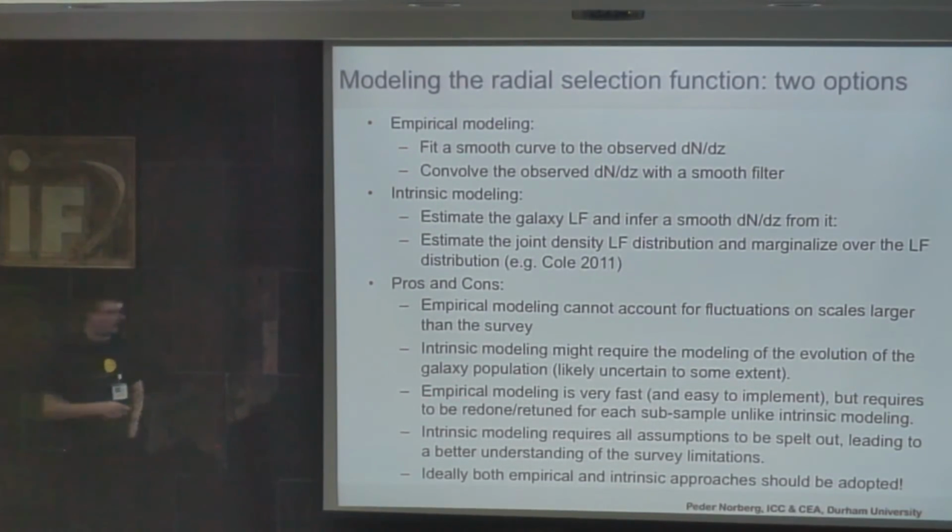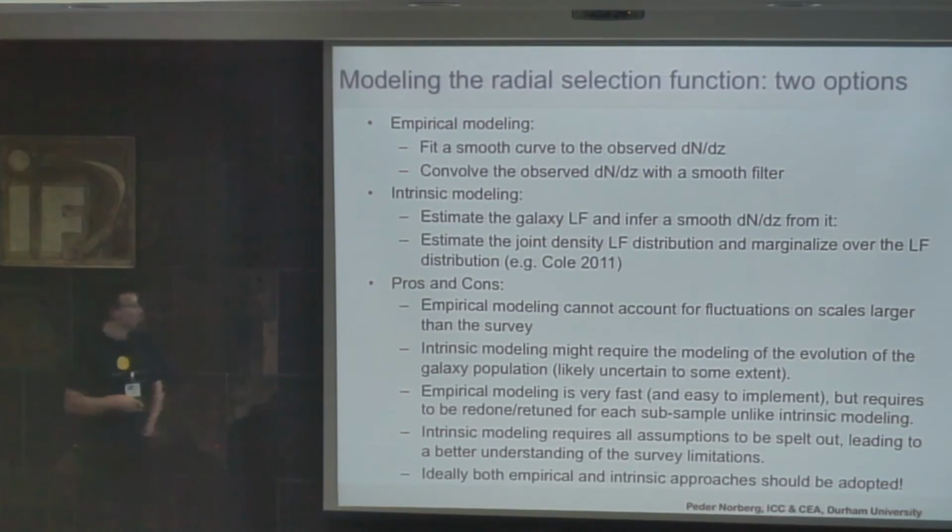The empirical modeling is very fast and easy to implement, but requires to be redone and retuned for each subsample, unlike intrinsic modeling. So if you do the modeling for one sample, and you do the modeling again for another sample, but actually now you have two ways of modeling. Are they compatible with each other, and so on? You need to worry about that. Whereas if you have an intrinsic way of doing it, you actually can say how it should work for different samples. And that becomes very strong, especially when you want to understand relative contribution of different galaxy samples.